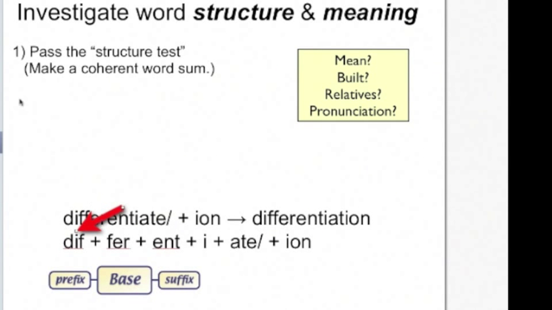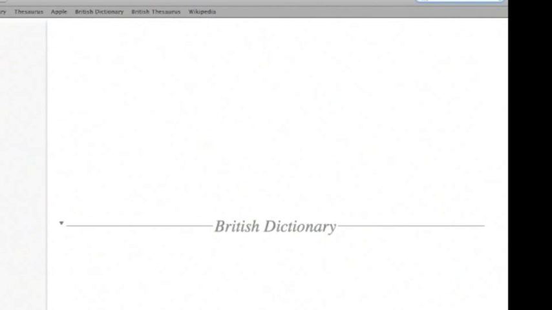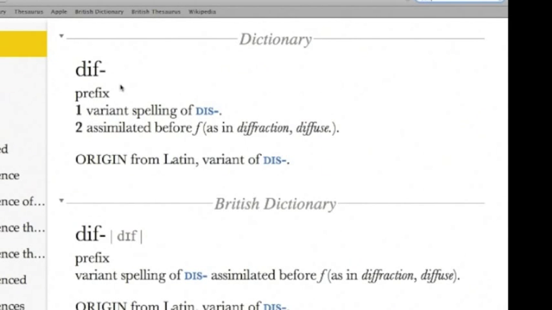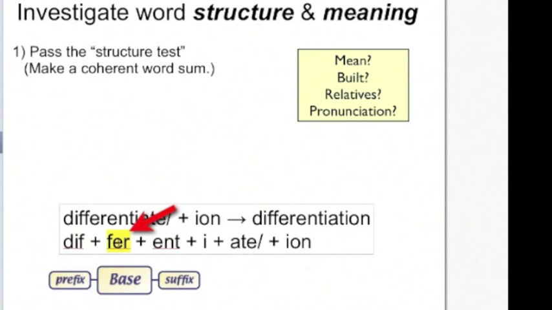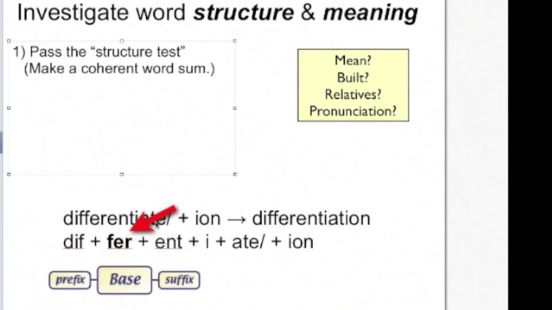Now, is DIF a prefix? Let's see. A variant of DIS, and diffraction, fraction, diffuse, fuse. Perfect. Okay, so we can say we have evidence for DIF as a prefix, but what about this FER? What is FER? Well, if these are all affixes, then that has to be a base. So, is FER a base? Now, it's not a word as far as I know, but it could certainly be a bound base.